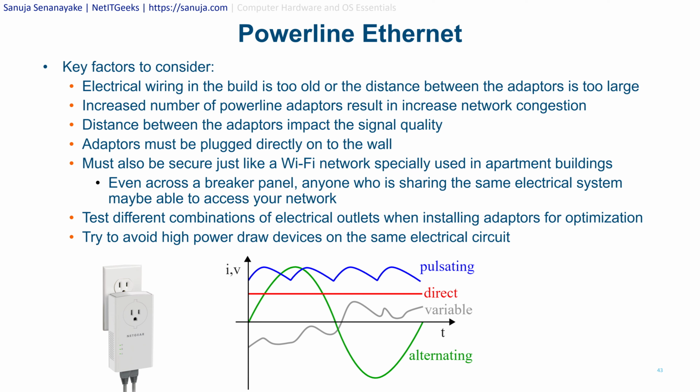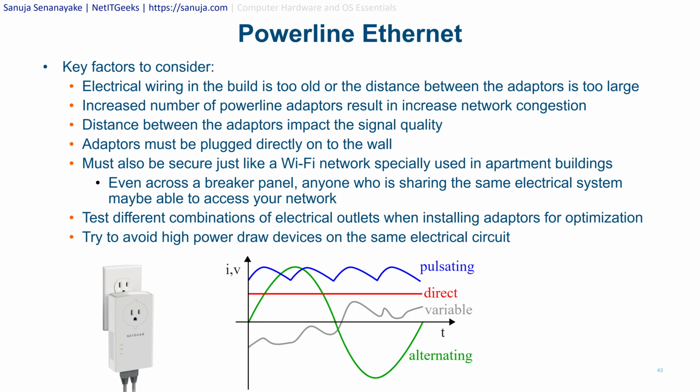Please test different combinations of electrical outlets when installing adapters for optimization as well, because you may not get the best signal strength by plugging a Powerline adapter into the nearest power outlet to your computer or whatever device you're trying to get the network connection for. So in that case, you may want to plug it into different circuits or different outlets in your room or in the location in order to get the best optimized condition for data transmission.